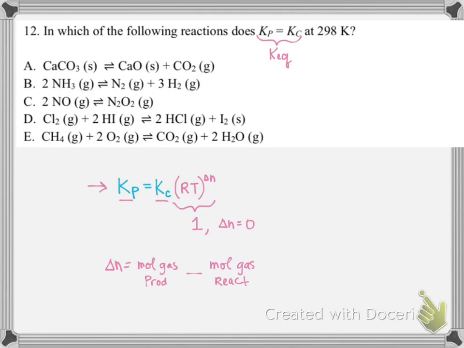Okay, so in A, we have 0 moles of gas on the left, and it goes to 1 mole of gas on the right. So here our delta N is going to be positive 1. We're gaining a mole of gas. In B, we're going to have 2 moles of gas becoming a total of 4 moles of gas. So our delta N here is going to be plus 2.